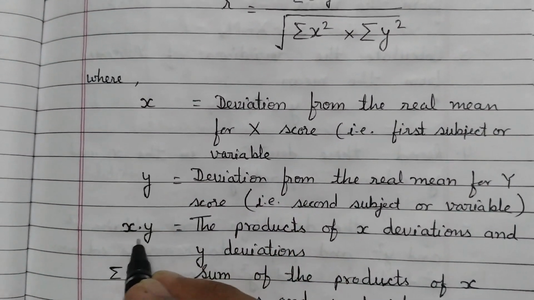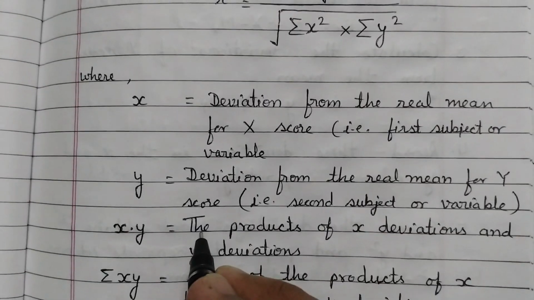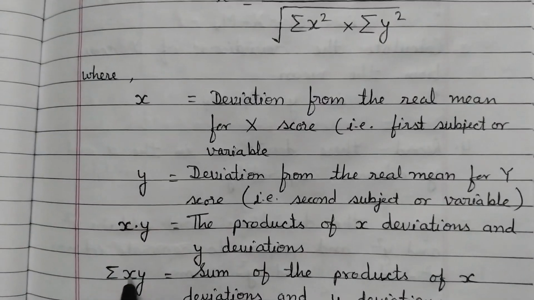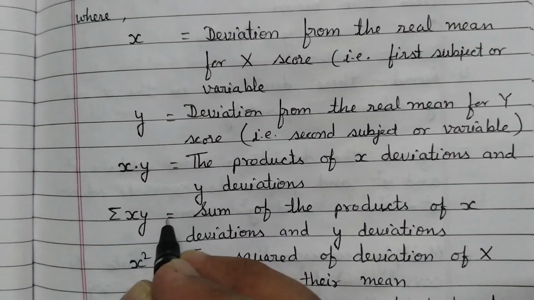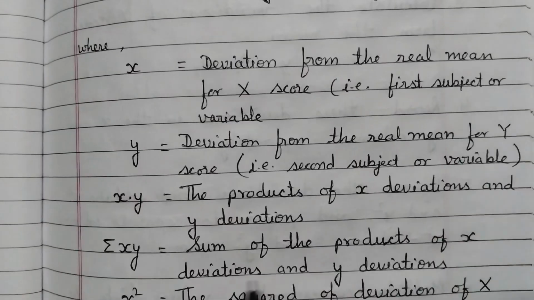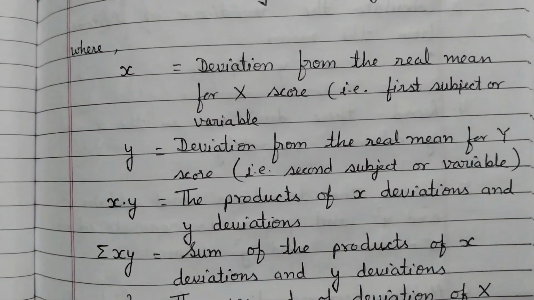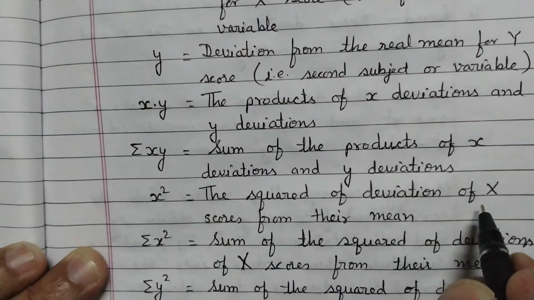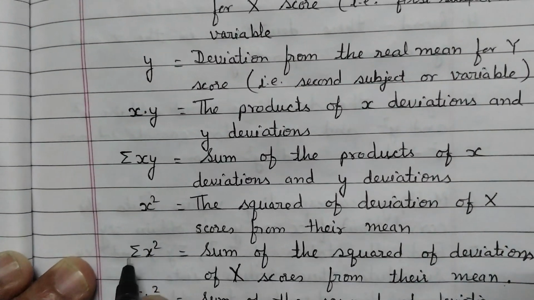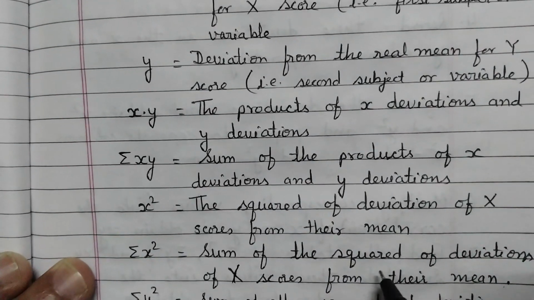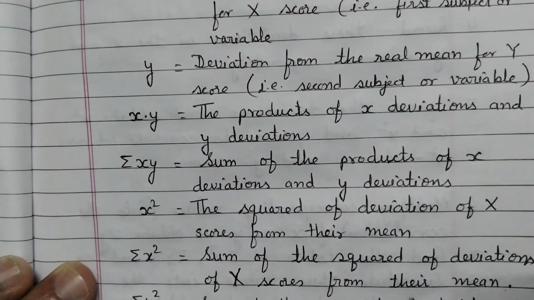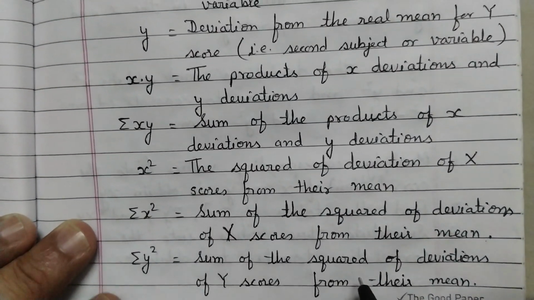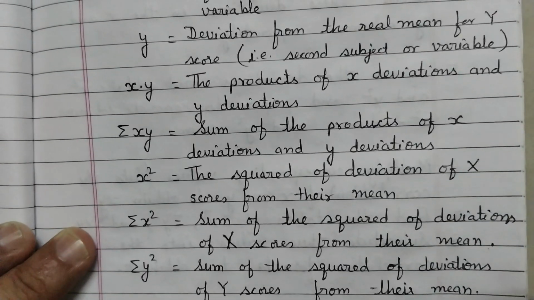x·y means x multiplied by y, that is called the product of x deviations and y deviations. Summation xy, this symbol is called summation, so it is the sum of the products of x deviations and y deviations. Thereafter, x square is the square of the deviation of x scores from their mean. Summation x square is the sum of the squares of deviations of x scores from their mean. Summation y square is the sum of the squares of deviations of y scores from their mean.